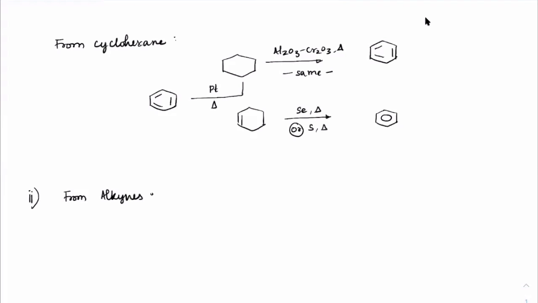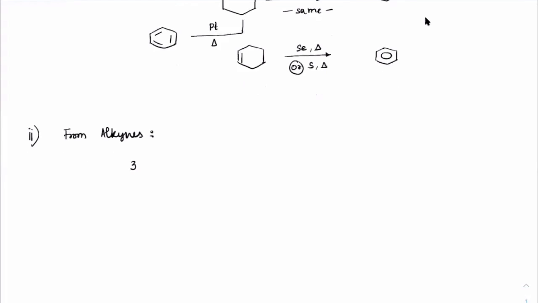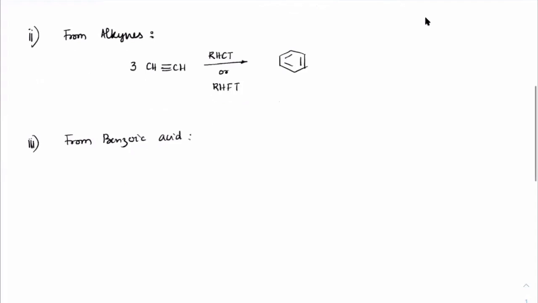From alkynes, we have already learned that if I take 3 moles of CH triple bond CH and treat that in RHCT or RHIT, red hot copper tube, red hot iron tube, we will get benzene. This we have discussed yesterday. So in case I take benzoic acid, COOH, and I treat that in the presence of NaOH and CaO and heat. Remember this is soda lime decarboxylation. So using soda lime decarboxylation, we will get benzene and CO2.